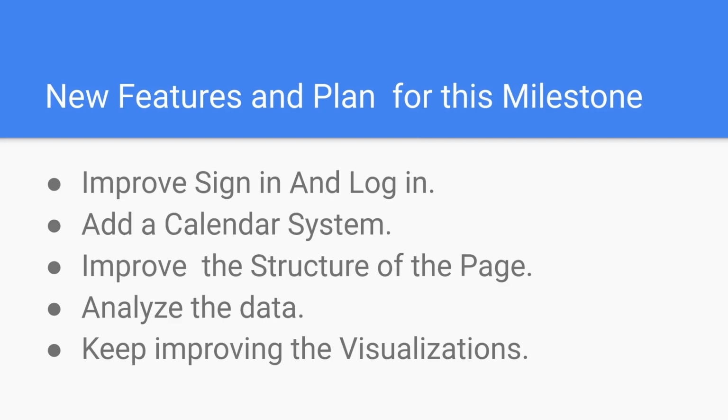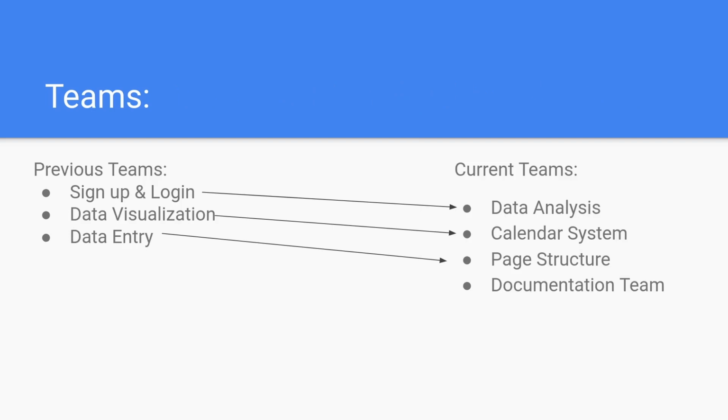So, as mentioned previously, analyzing data is a very integral part of what we're doing here. So, in order to accomplish that, we use several algorithms in order to properly analyze and determine whether or not our user is staying on track. And obviously, we improve some of the visualization of that analysis in order to communicate it to the user. So, we ended up subdividing into three teams for this, which wound up being data analysis, the calendar system, a page structure, and a documentation team on the side to help us stay on task and manage everything.